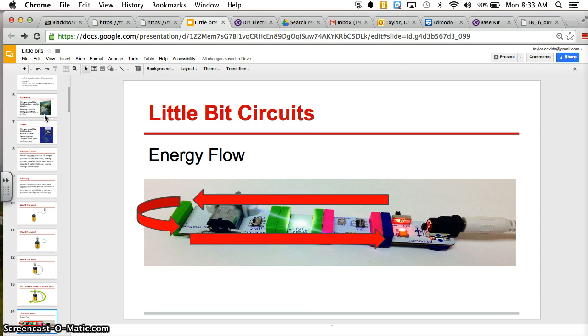If you actually take a look at your Little Bits and examine them, you can see all the circuitry on them. And we'll be looking at each part of your Little Bits kits throughout the projects that we create at home.